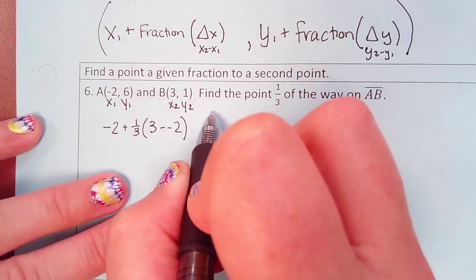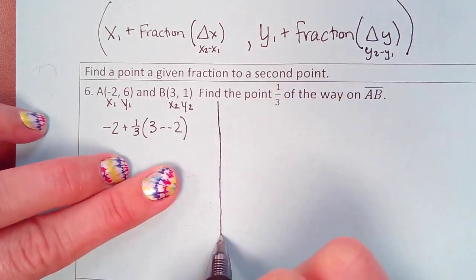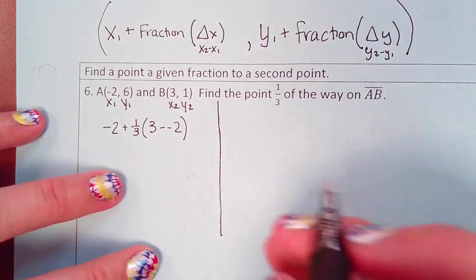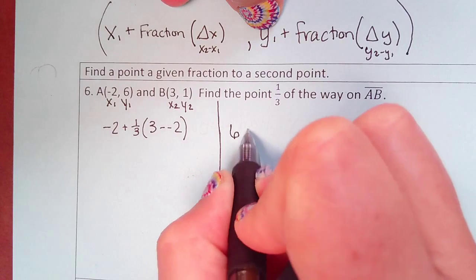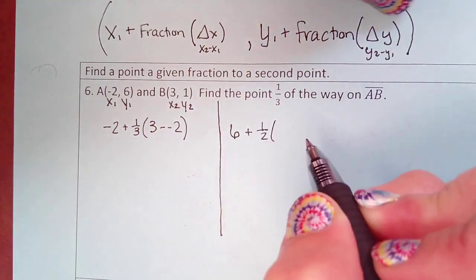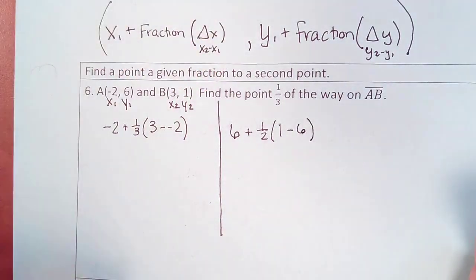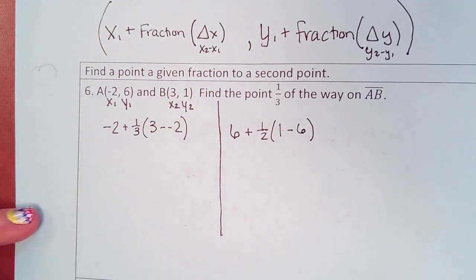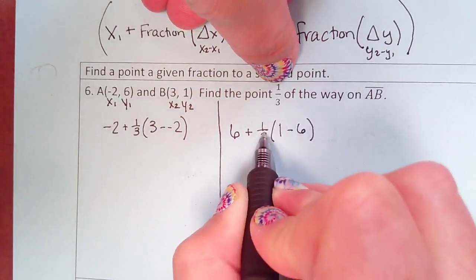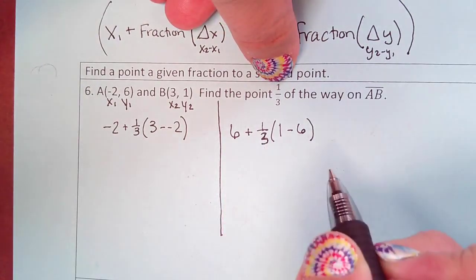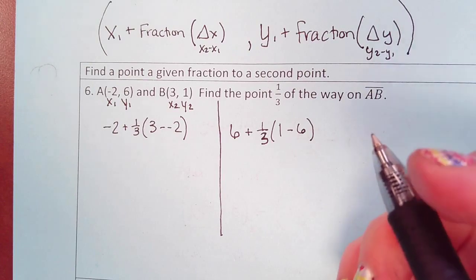Now for our y coordinate. If you want to kind of divide it up like that so you don't get them interfering, that's fine. Our y coordinate, we got y1, which is 6, plus the fraction times the change in our y's, y2, which is 1, minus y1, which is 6. Let's go ahead and simplify. Oh, I put 1/2 here. It should be 1/3 because we're finding the point 1/3 of the way. So change that to 1/3. If we were finding half the way, we could just use the midpoint formula.